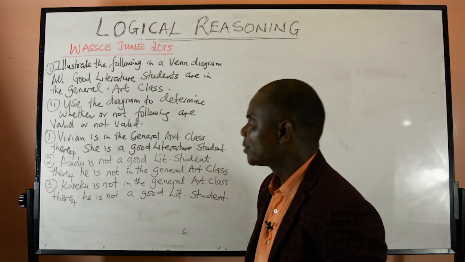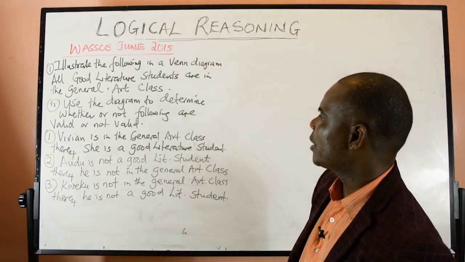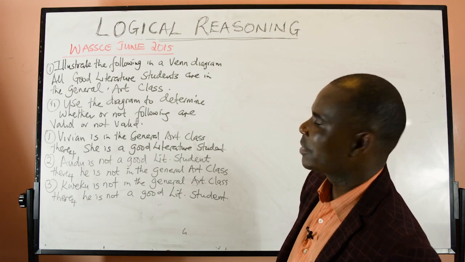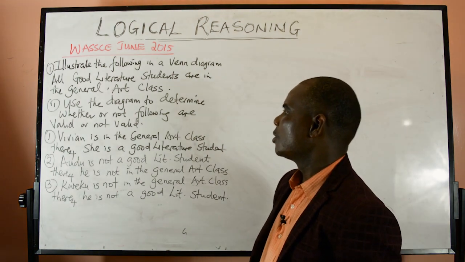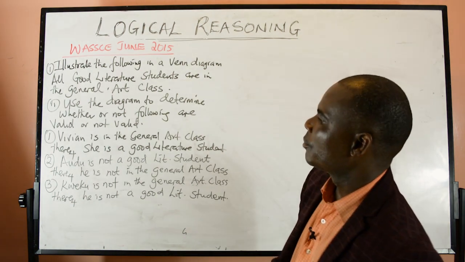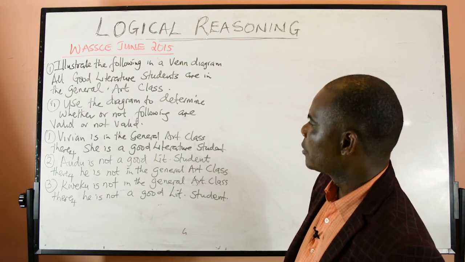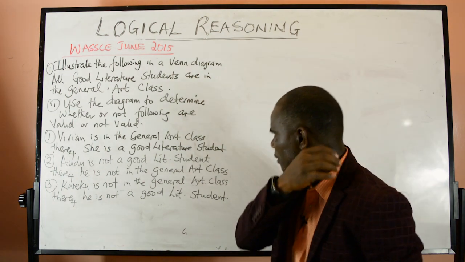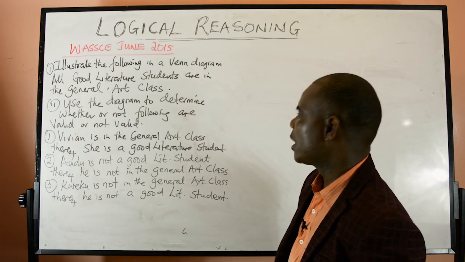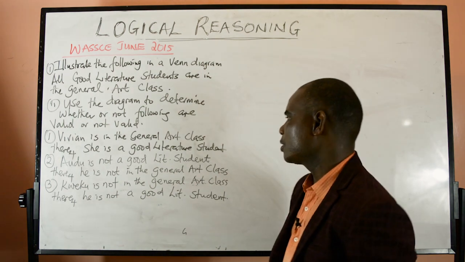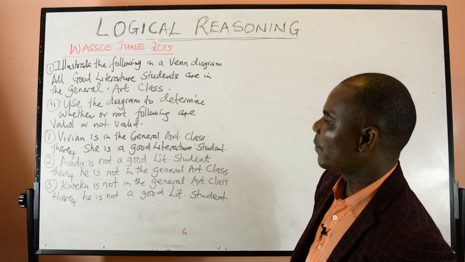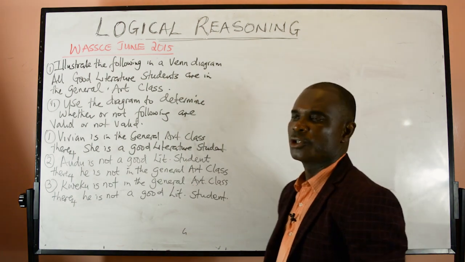So watch. First, it says Vivian is in the general art class, therefore she is a good literature student. Number two, Adu is not a good literature student, therefore he is not in the general art class. And Kwiku is not in the general art class, therefore he is not a good literature student.